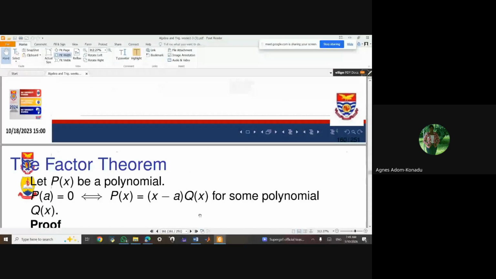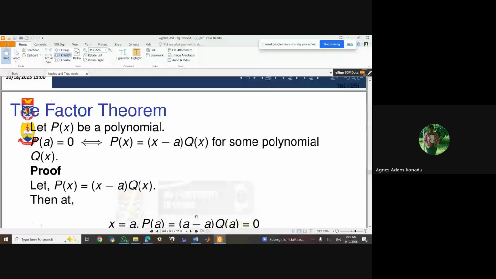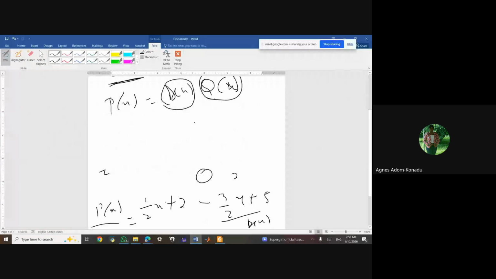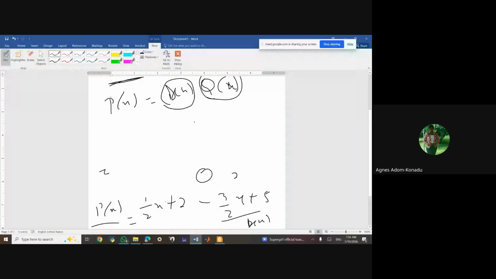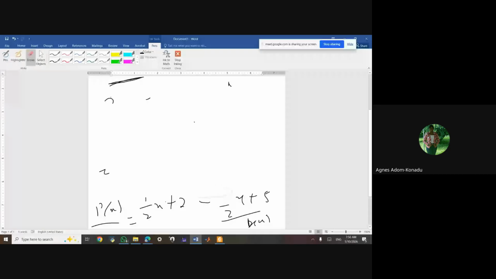So I want to look at the factor theorem. The factor theorem says that let p of x be a polynomial function. If p of a is equal to 0, then it means that p of x is equal to x minus a times q of x for some polynomial q of x. So what we are saying is, if I have a function p of x, let me clean the board.